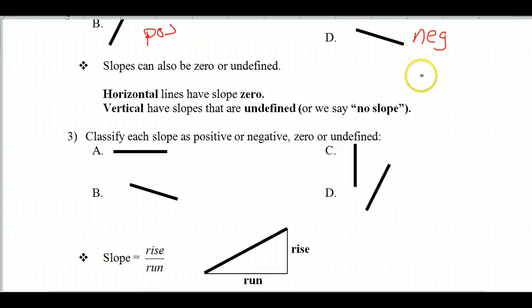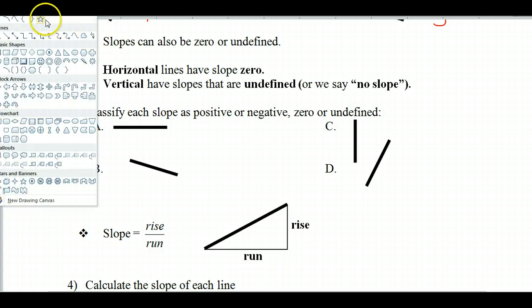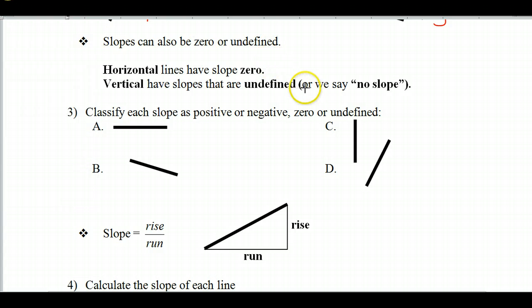Now, slopes can also be 0 or undefined. Okay, there are other options besides just positive or negative. You can have a 0 slope, and some slopes are undefined. Slopes that are horizontal are 0. Horizontal slopes are 0. And just in case you need this vocabulary, horizontal is like the horizon. Okay? So that line I just drew, that's a horizontal line. It would have a slope of 0.